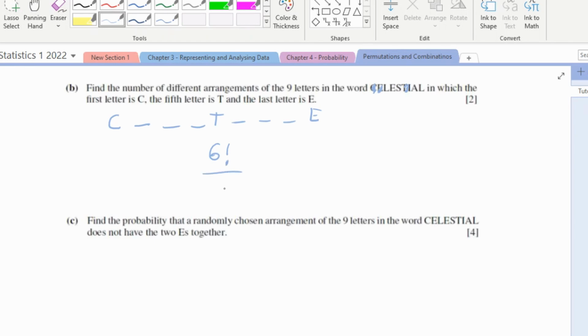And so we can arrange them in 6 factorial ways, but there is a double up of the L's now. Okay, why is there not a double up of the E's anymore? Because we've already placed the E, right? So it's not there to put into our way. Okay, that ends up being 360.